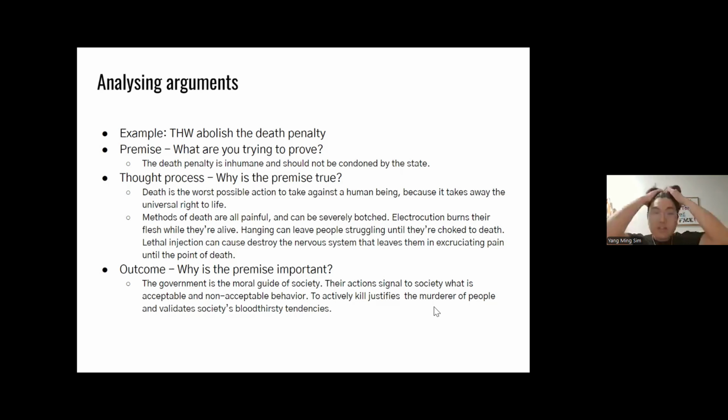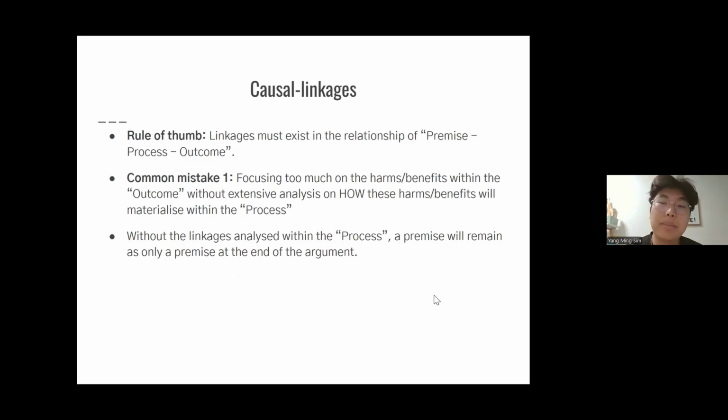All right. There are oftentimes two very big mistakes when it comes to building an argument. As you know, let's recap. The structure of an argument is premise, thought process, outcome; premise, process, outcome; premise, process, outcome. Remember these three parts. In proving a premise, you need to prove the link between the premise and the process. After that, you prove the link between the process and the outcome.